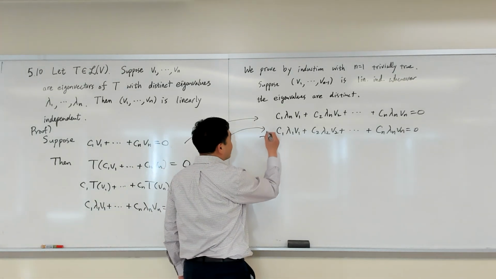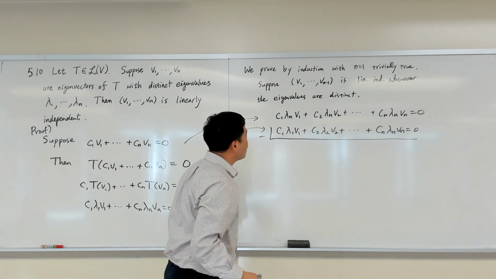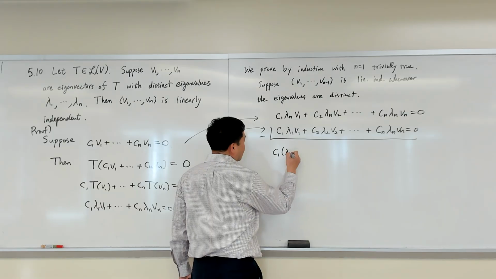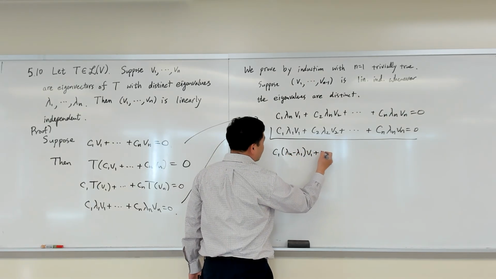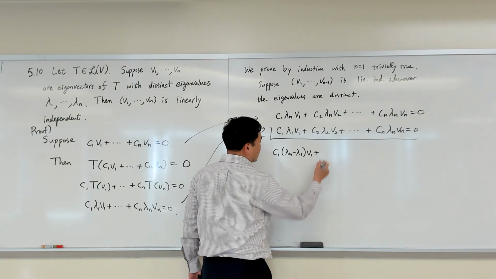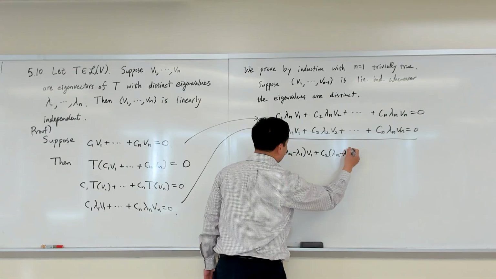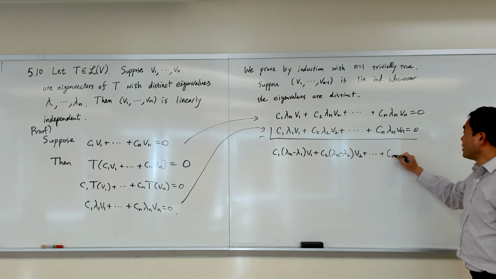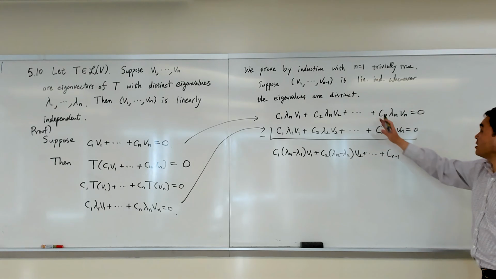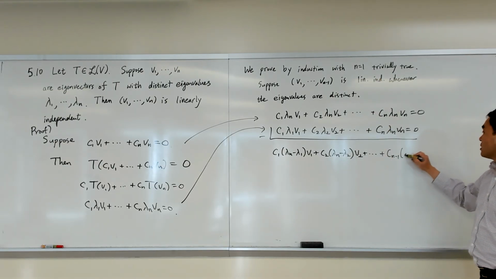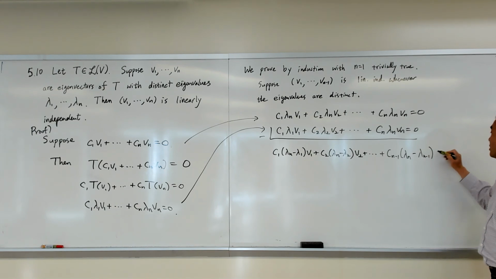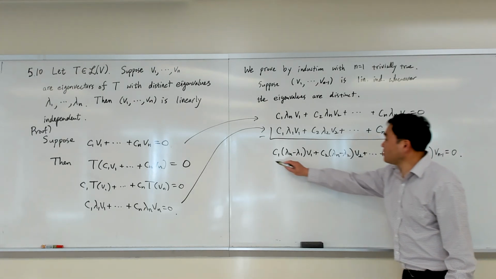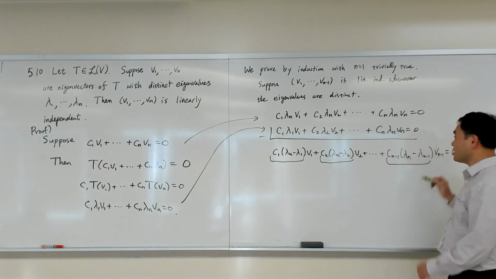And then you subtract. If you subtract, then you get c1 (lambda n minus lambda 1) v1 plus c2 (lambda n minus lambda 2) v2 plus ... plus c(n minus 1), because this last one gets cancelled away, the one right before will be c(n minus 1), right? So it'll be (lambda n minus lambda n minus 1) v(n minus 1) equals 0. And this is a scalar, this is a scalar, this is a scalar, right?